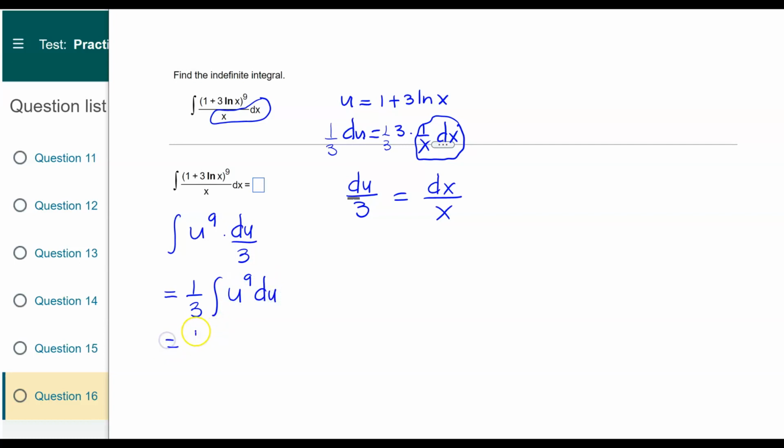Then you integrate it now. So 1/3, and the integral of u to the 9th is u to the 10th over 10 plus c. And don't forget to write this back in terms of the original variable, which is x. So you will have 1 plus 3 ln x, that's your u, to the 10th power, divided by 3 times 10 is 30, plus c.